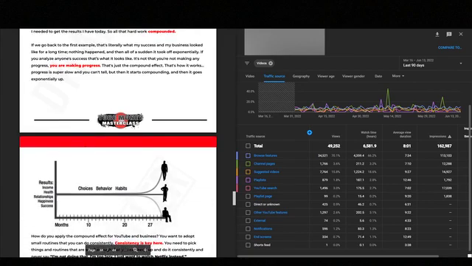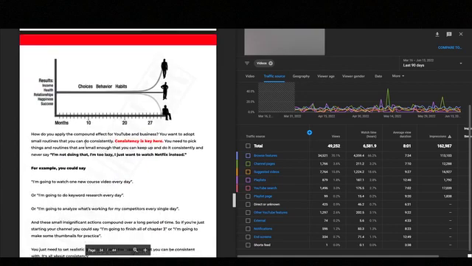And if we go back to the first example, that's literally what my success in my business looked like for a long time. Nothing happened. And then all of a sudden, it took off exponentially, right? If you analyze anyone's success, that's what it looks like. It's not that you're not making progress, you are making progress, right? That's just the compound effect. That's how it works. Progress is super slow and you can't tell at first. But then one day it starts compounding and then it goes exponentially up.